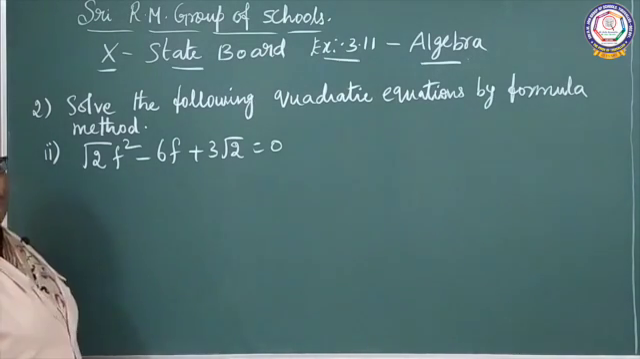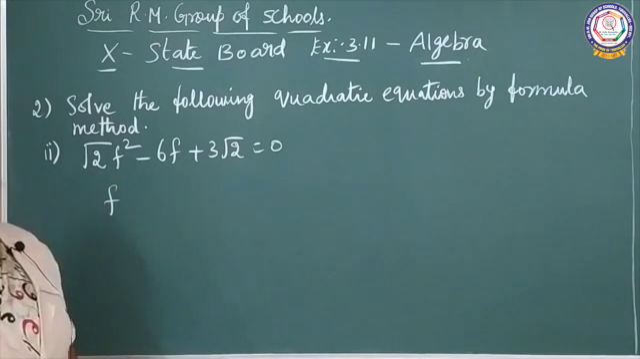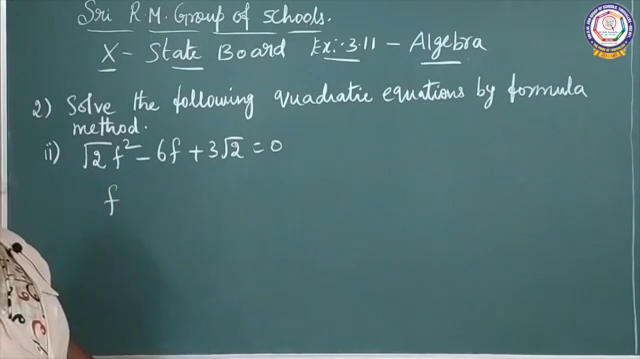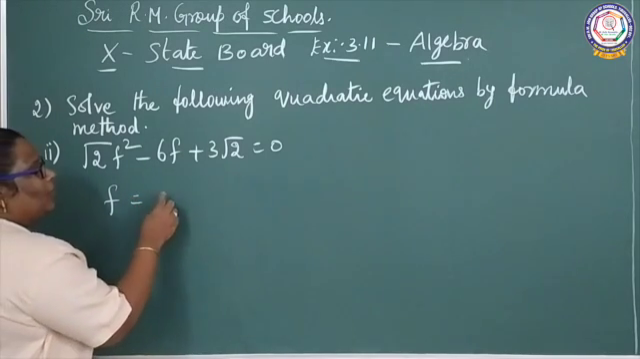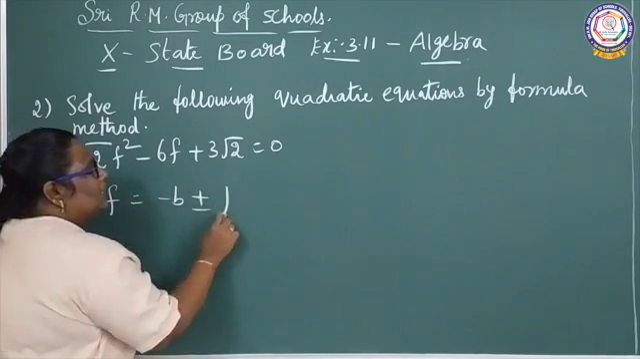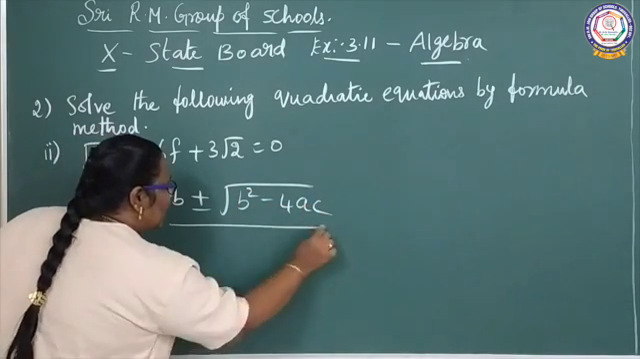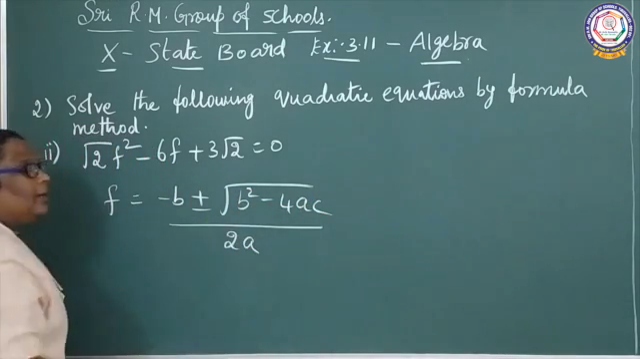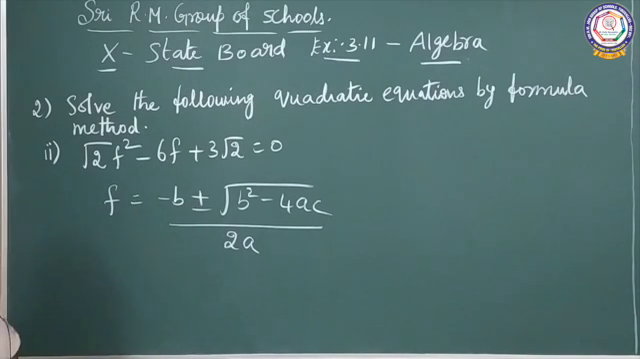First you write down the formula. If it is f, you can mention f equal to; if it is x, you can mention x equal to. Okay, f equal to, what is the formula? Minus b plus or minus root of b square minus 4ac by 2a.